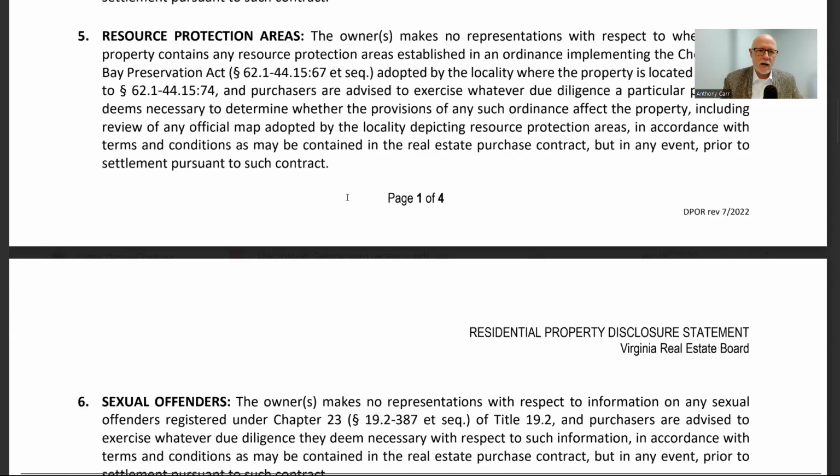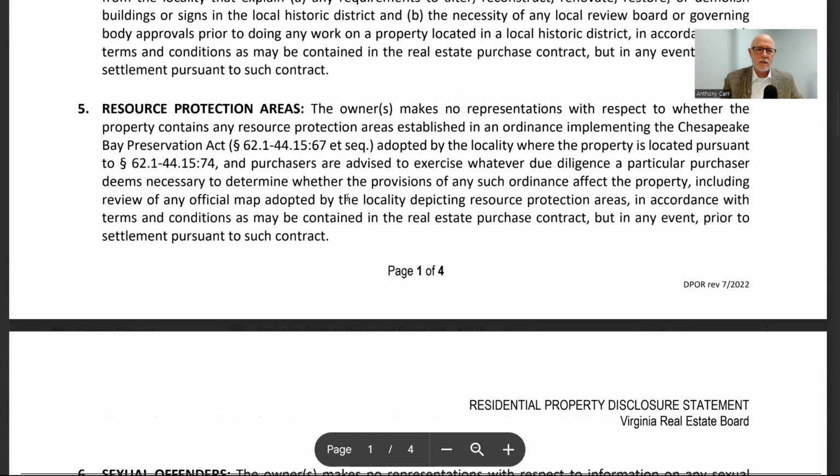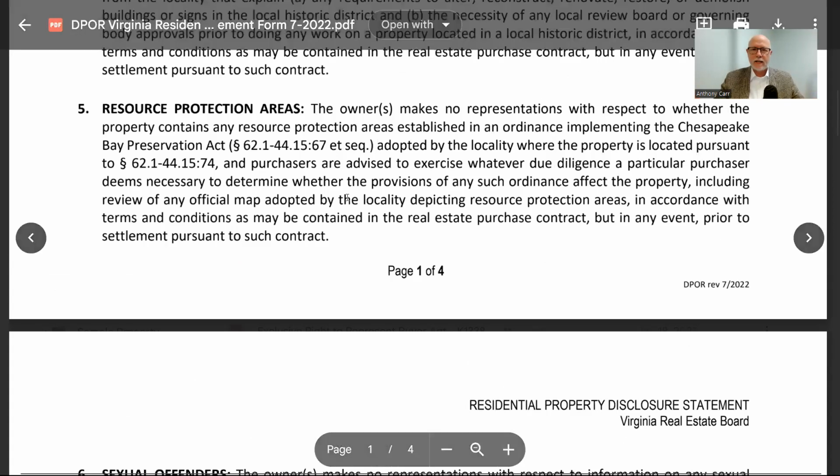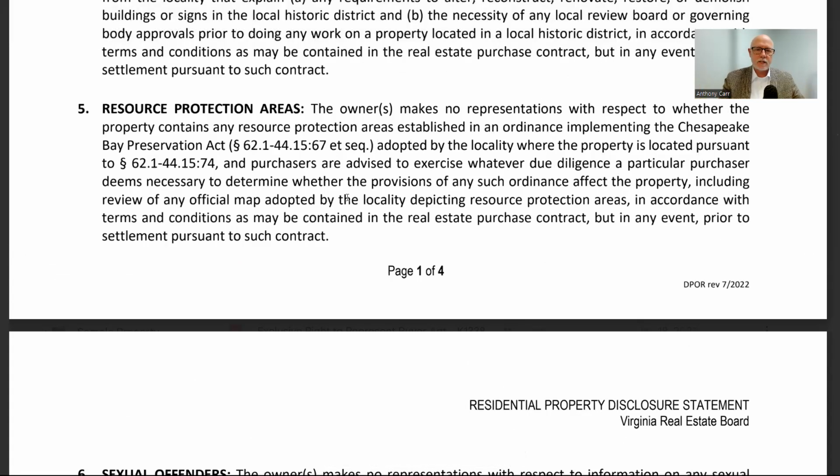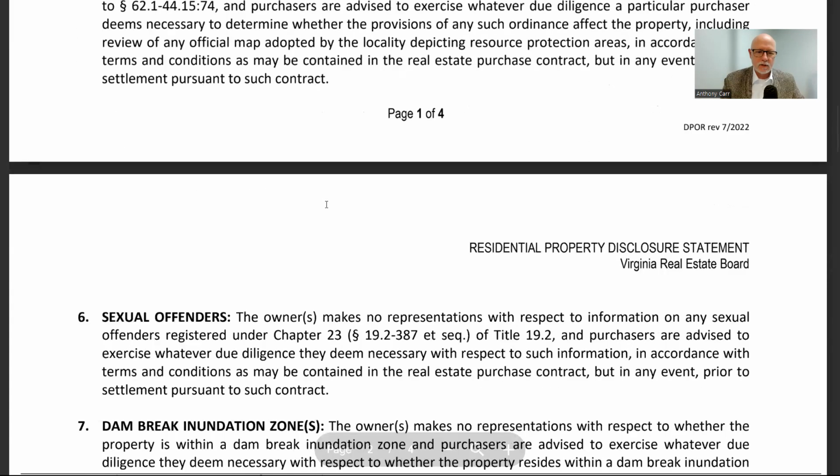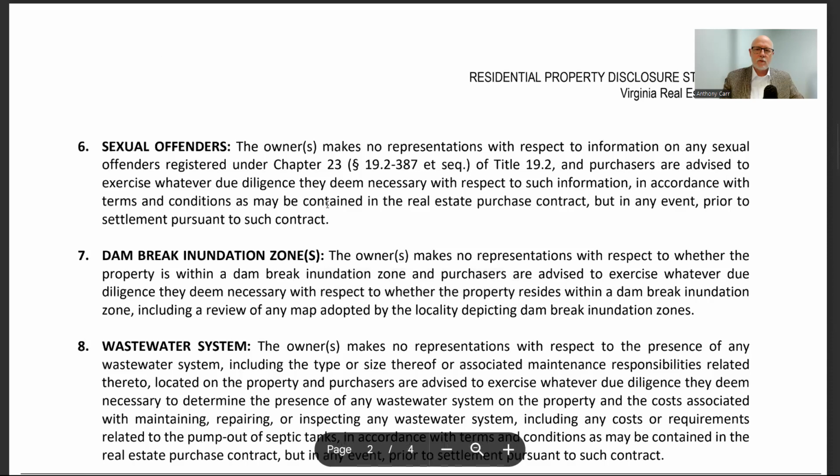And so it's up to the buyer to understand that. The reason they'd want to know that is, what can I do with my land? And if they're in a resource protection area, then it's going to limit what they can do with their land and what they can do with their lot. Make no representations with respect to information on any sexual offenders registered in the area. And so again, it's up to the buyer to do that research.